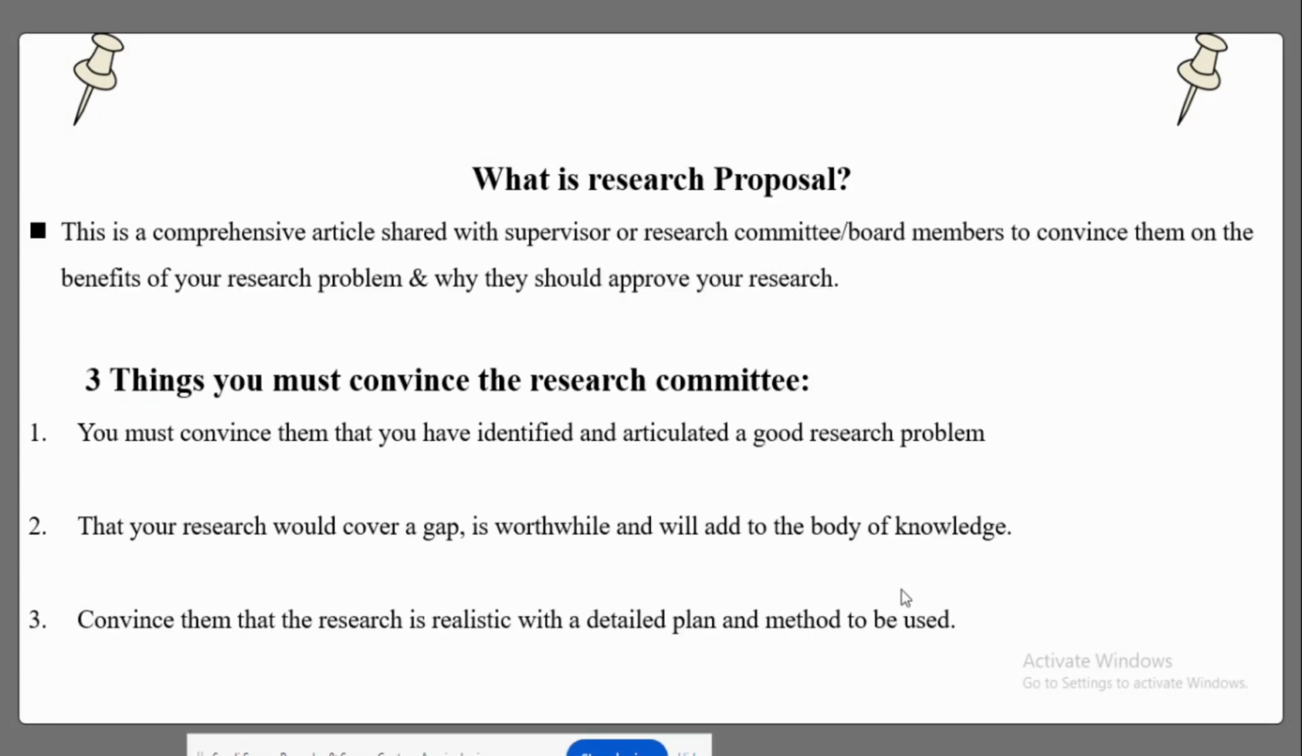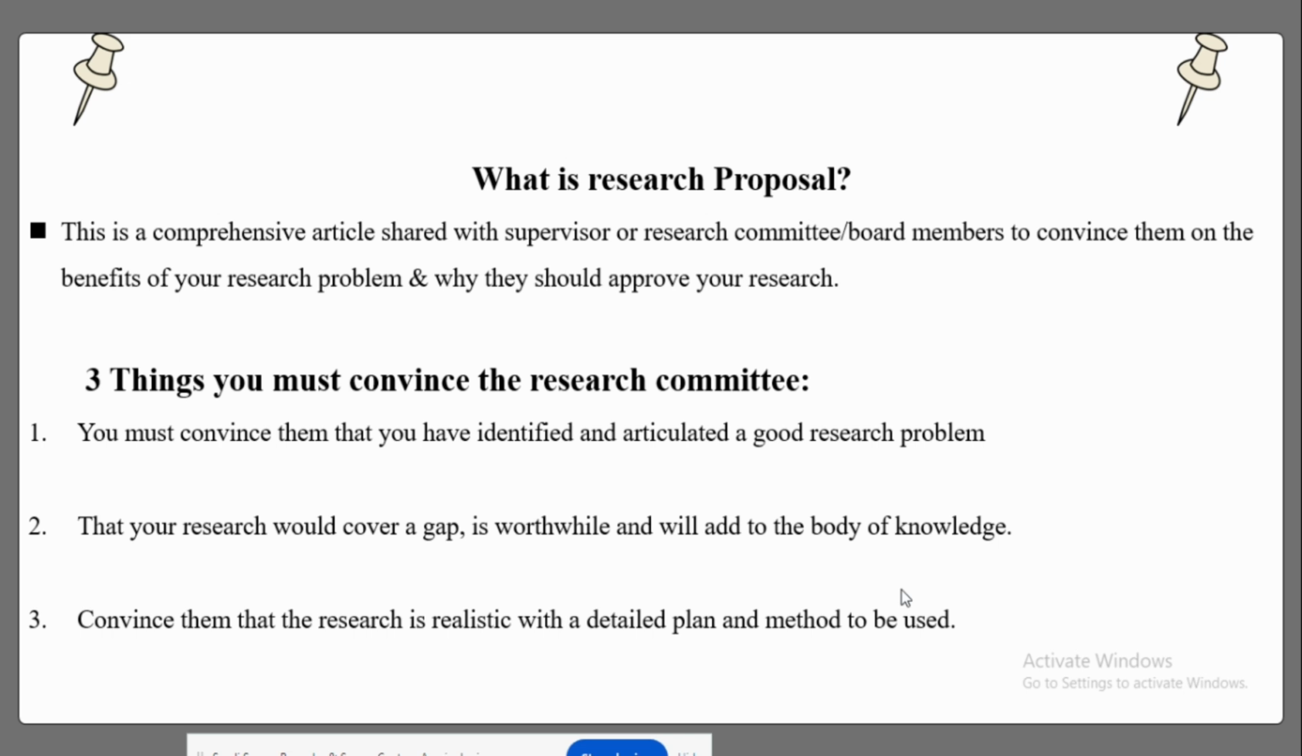What is a research proposal? It's a comprehensive article you write to your supervisor and or with a committee or board members to convince them on why your research is actually worthwhile, why it should be listened to, why it should be approved. Now, majorly you're trying to convince them about three things. One, that you identified and articulated very well a good research problem, and then two, that your research problem actually covers a gap. It's worthwhile and will add to the body of knowledge.